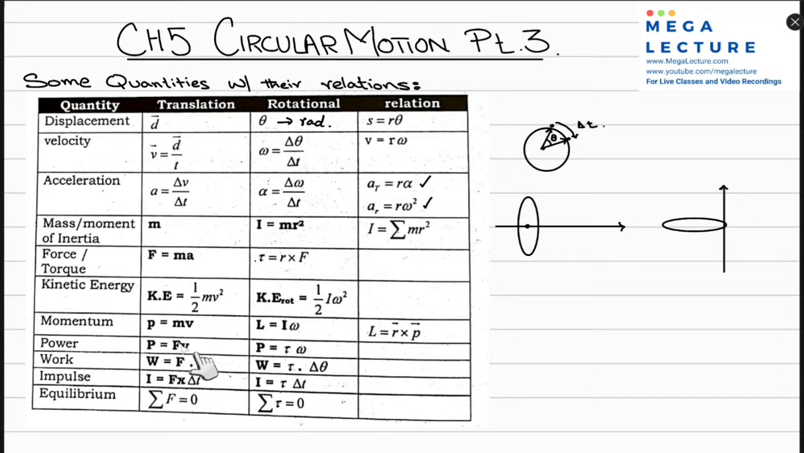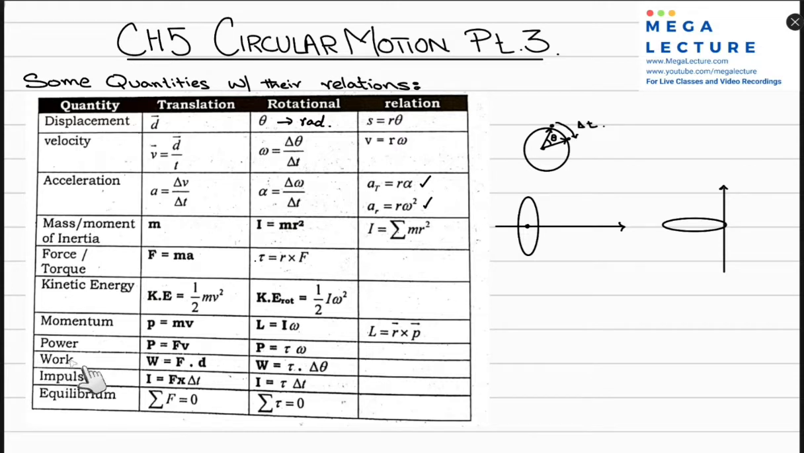Next, you have power, and power is defined as the product of force times velocity. So power is basically how quickly I can cause an acceleration. And in rotational motion, the analog of force is used, which is torque, and the analog of velocity in rotational motion is angular velocity, right? So power is defined in rotational motion as torque times the angular velocity.